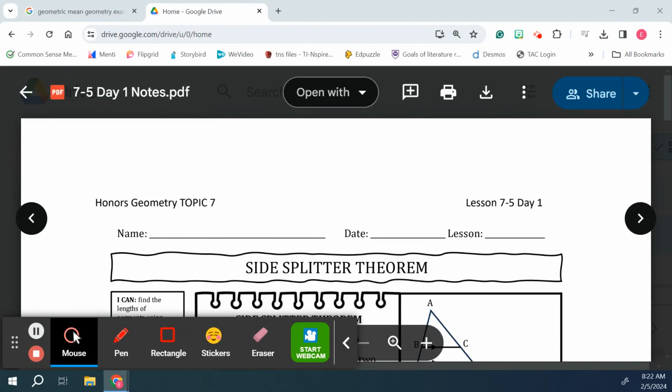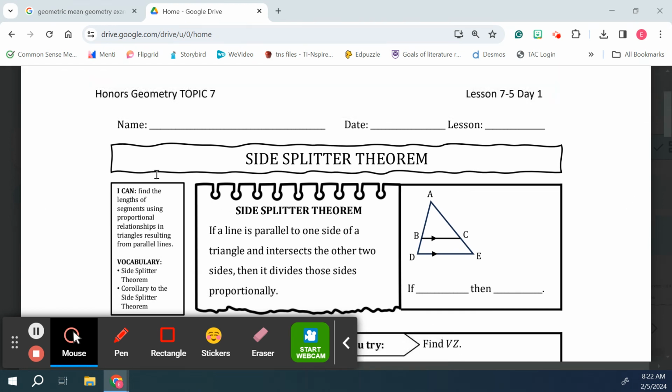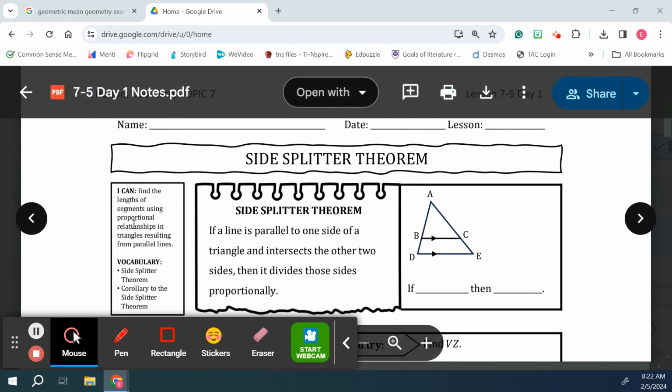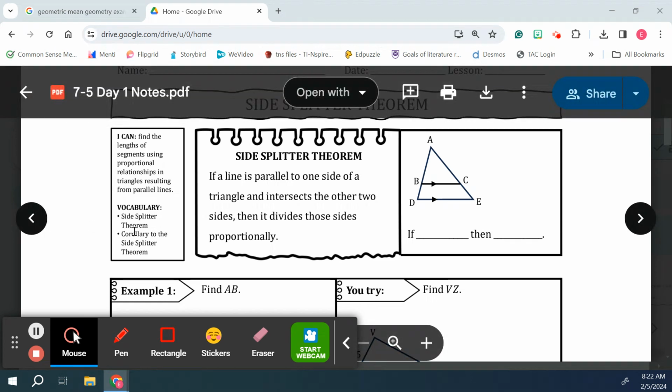Okay, so today we are discussing the side splitter theorem, which is 7.5J1. So the I can statement: I can find the lengths of segments using proportional relationships in triangles resulting from parallel lines. Your two new vocabulary words are side splitter theorem and corollary to the side splitter theorem.